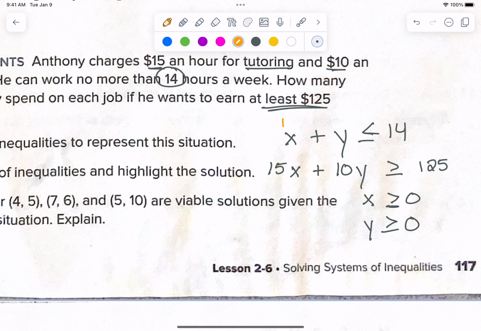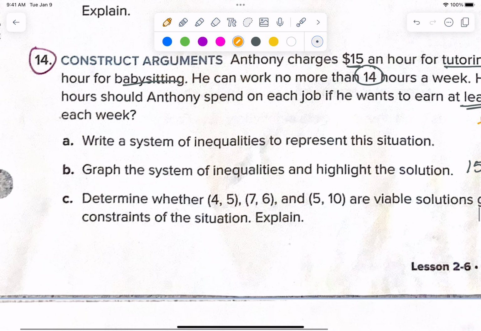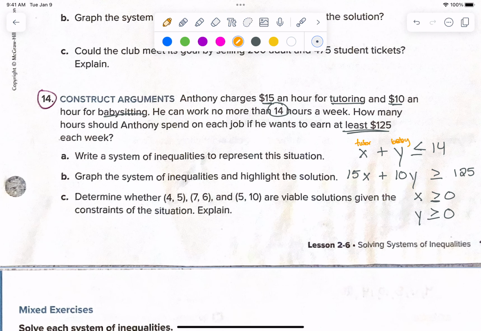I'm going to say X is tutoring and Y is babysitting. So I have a thing here, okay? So I'm also going to add those two in there, that X has to be greater than or equal to 0, Y has to be greater than or equal to 0, right? Because we can't go negative hours in tutoring and babysitting, okay? All right, so that is part A, right? The system of inequalities to represent the situation.